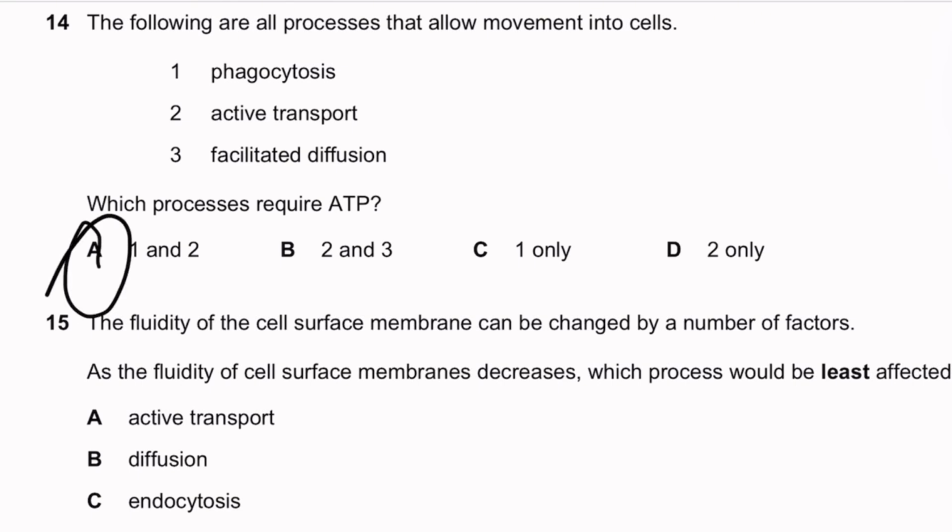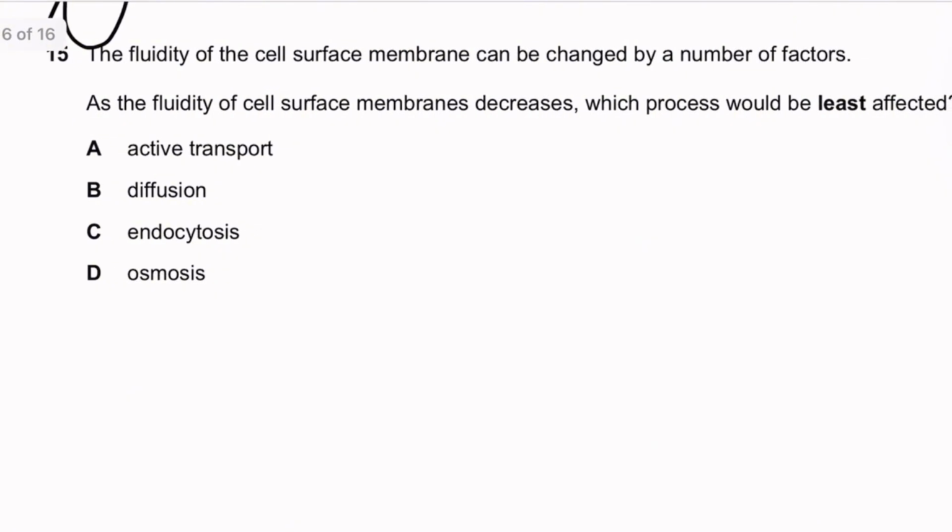The fluidity of the cell surface membrane can be changed by a number of factors. As the fluidity of the cell surface membrane decreases, which process would be least affected? Okay, least affected process as the fluidity changes. Now, fluidity is going to impact things like diffusion, like osmosis, because when the membrane is more fluid, these molecules are more free to enter. But once the fluidity decreases, this changes.